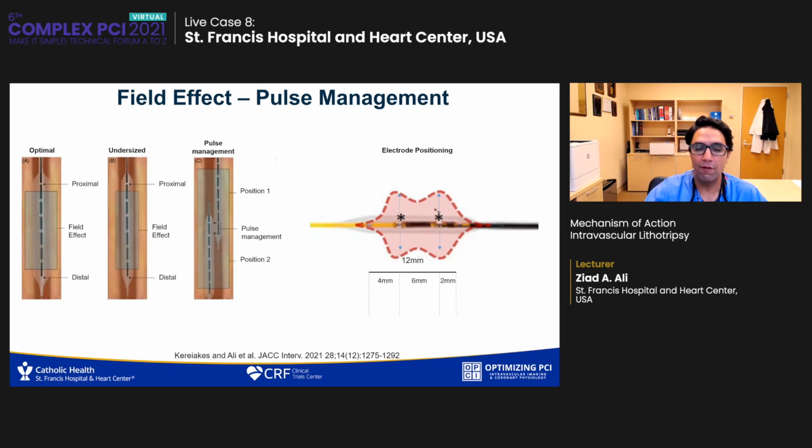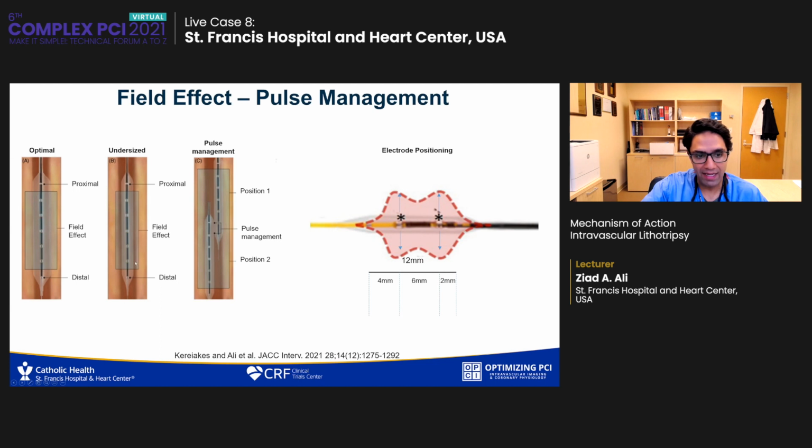Now, this effective pulse management we touched on. Optimally, what you want is the balloon to be squeezing the artery, so you have contact between the balloon and the artery wall, and the closer you get to the calcium, the better. What happens is you're basically creating a tympanic membrane between the balloon and the calcium, so that when the energy comes out, it's closest to the calcium.